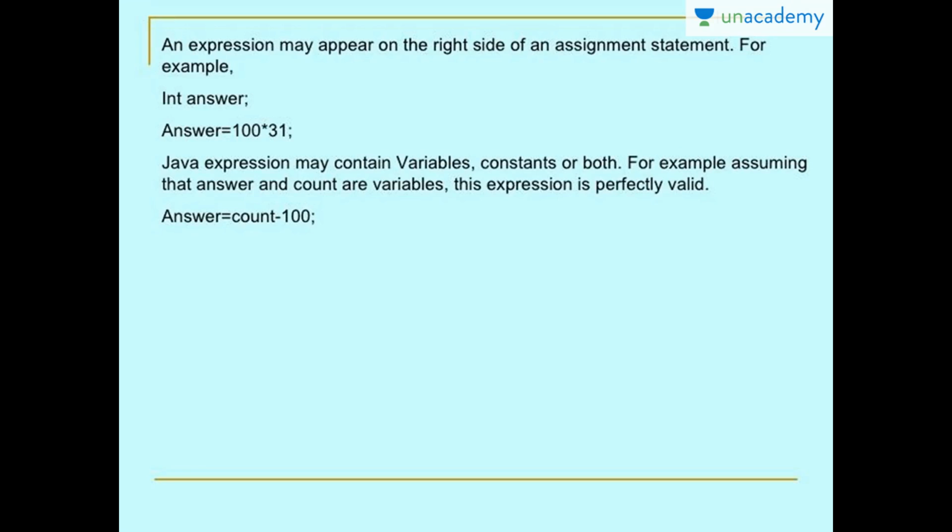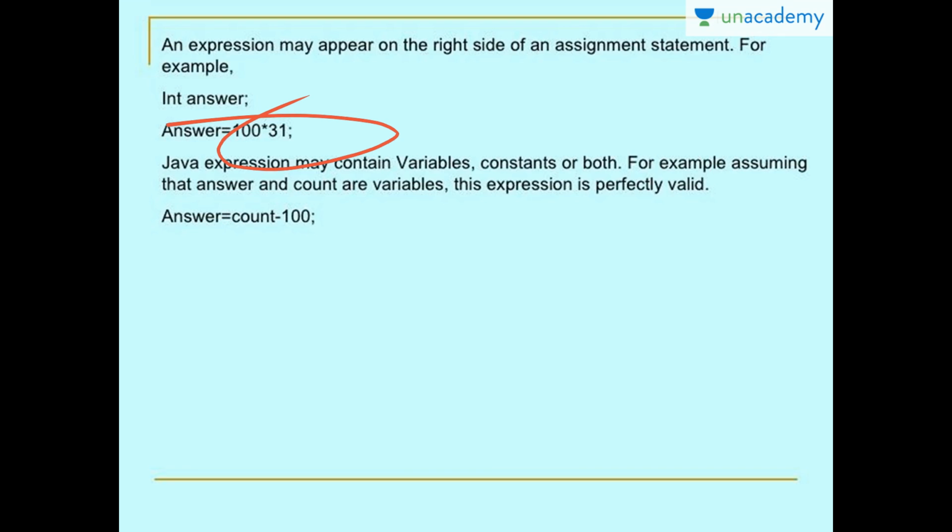Now next, an expression may appear on the right side of an assignment statement. The expression is always defined on the right-hand side of the assignment operator. As you can see, answer = 100 * 31. Answer is the variable in which we will store the result of this expression, and 100 * 31 is the expression. A Java expression contains variables, constants or both.